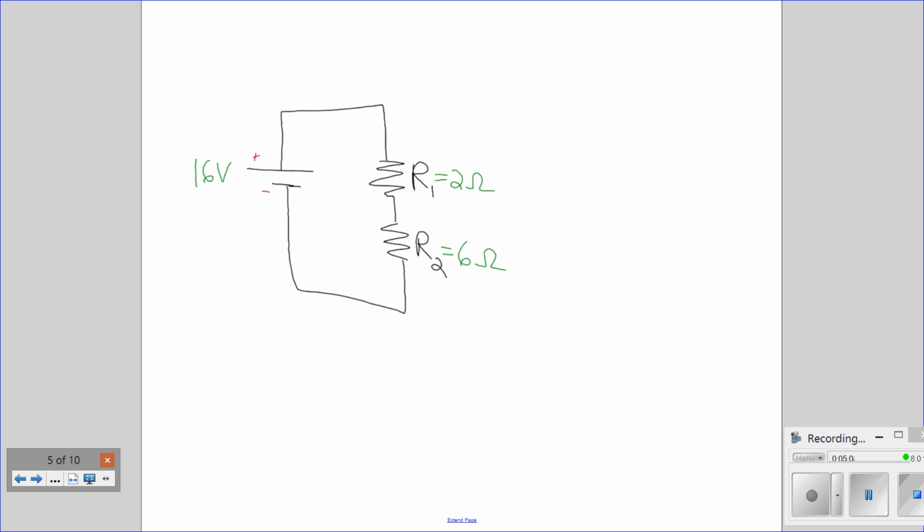And so to look at this example of a 16-volt battery connected to a 2 ohm and a 6 ohm resistor, the first thing is we can calculate the total resistance.